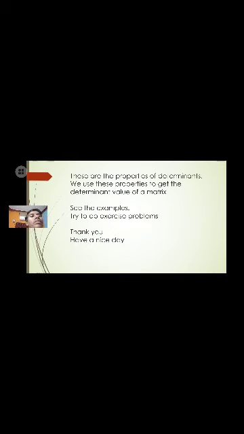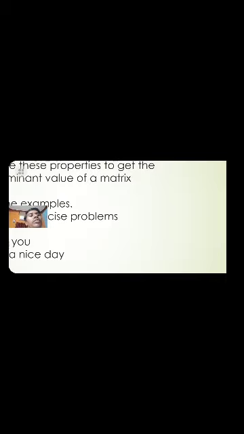We use these properties to get the determinant value of a matrix. Some more are also there, but here we are using 6 properties. So see the examples, try to do exercise problems.